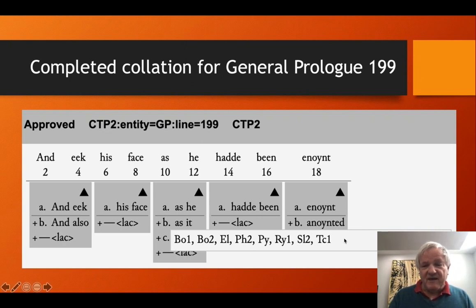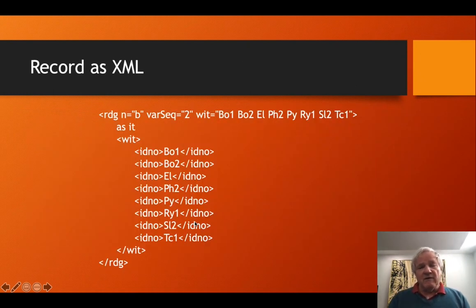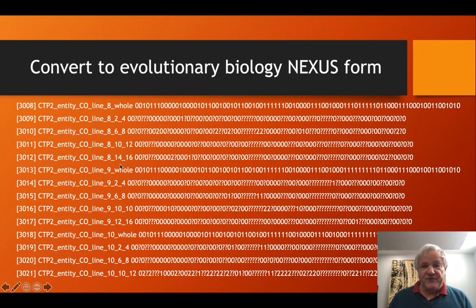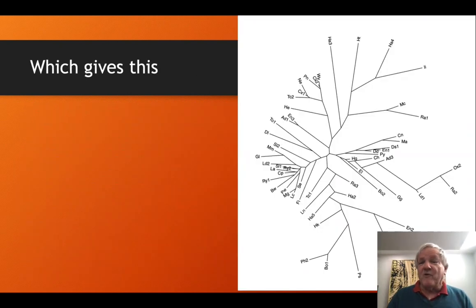So these manuscripts here have this reading here as it. We convert this into XML using tools within Textual Communities, and you can see here the manuscripts that we have just looked at, including Ellesmere, EL there, witnessing the reading as it. We then convert this into a form that can be handled by programs working from evolutionary biology, the Nexus file form, and we create from this a genetic hypothesis of how the manuscripts may relate to one another based on the evidence of shared agreements and disagreements.